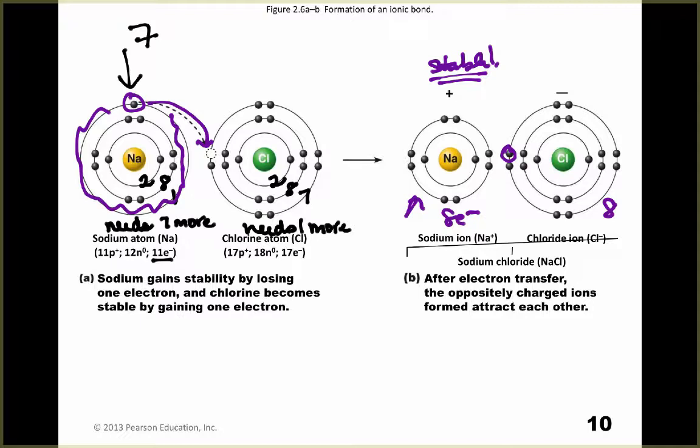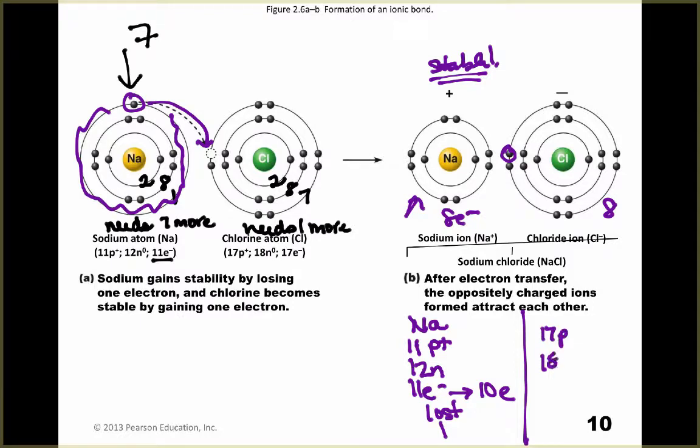So if you look over here, right, the sodium, initially it had 11 protons, right? 12 neutrons, 11 electrons. What happened to its electrons? It got rid of 1, right? It lost 1. So now it's at 10 electrons. Let's look at chloride. It was at 17 protons, 18 neutrons, and 17 electrons. Well, it gained 1, right? So now it's at 18 electrons.